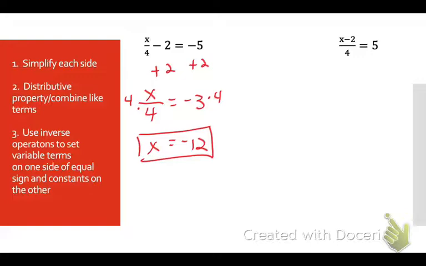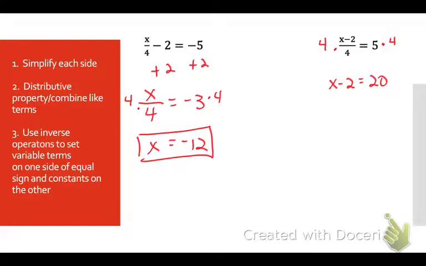Okay, on our next one, we go through the process. We have x minus 2 all divided by 4 equals 5. There's nothing that we can simplify, combine, or distribute on either side of the equal sign. So we need to just start using inverse operations. Because everything on the left side is being divided by 4, that's what we need to undo first. So we're going to multiply both sides by 4. So the 4's cancel on the left side, and we get x minus 2 equals 20.